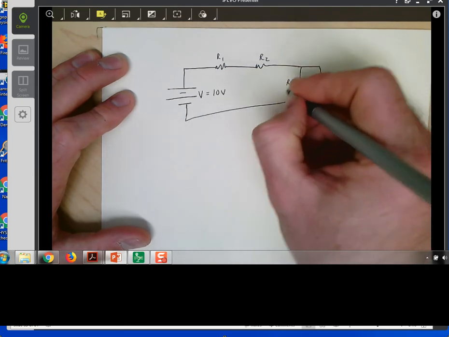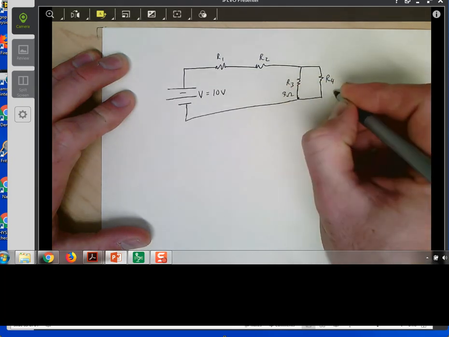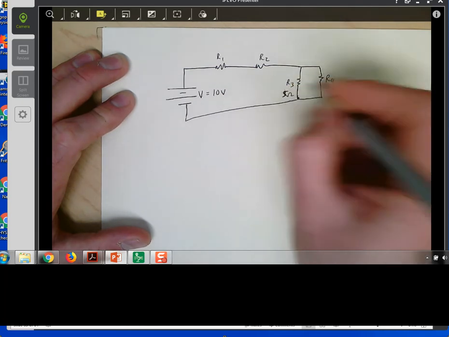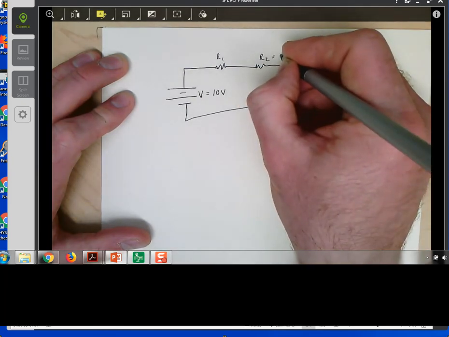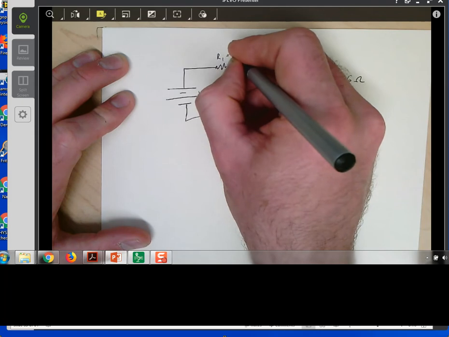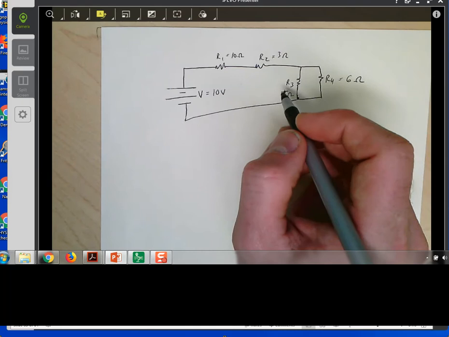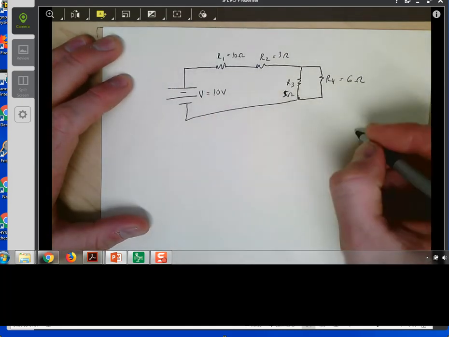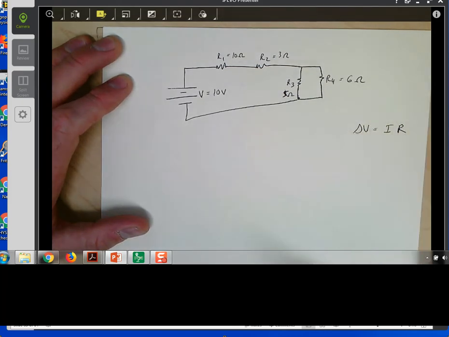Well, R3 is equal to 5 ohms. Let me just label everything here so we're nice and clear. R4 is equal to 6 ohms, R2 is equal to 3 ohms, and R1 is equal to 10 ohms. So you can actually already see that the biggest voltage drop of them all is probably going to be through R1 because it has the largest resistance, and we know that the voltage drop is proportional to current and resistance. So this will be one of the key equations that we use here.